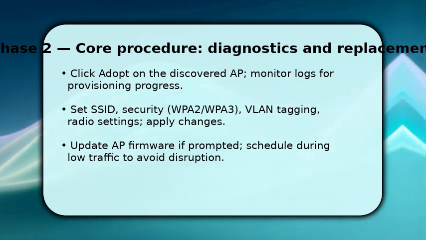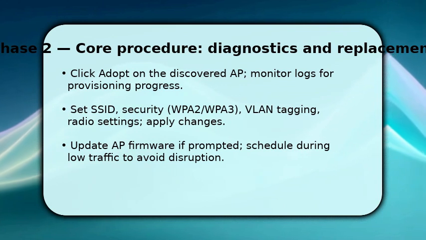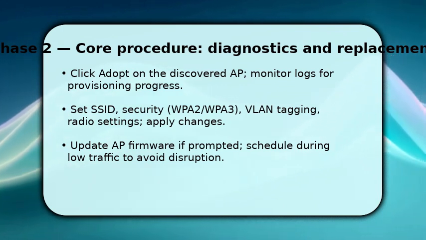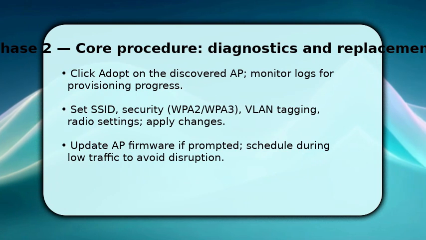If adoption stalls, check Inform URL and controller IP. Correct values are required for the AP to register.